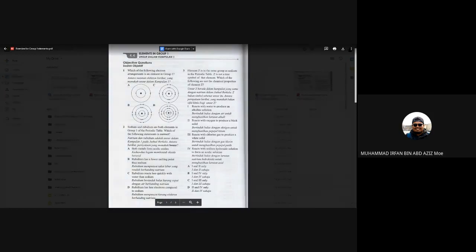Okay. Number 3, react with chlorine gas to produce a white solid. Betul, semua akan react with chlorine gas to produce a white solid. And number 4, react with sodium hydroxide solution to form an acidic solution. No, kita tak involve pun sodium hydroxide ni. And then dia kata acidic solution, impossible sebab dia akan produce alkaline solution. Therefore the answer adalah D, 2 and 4.